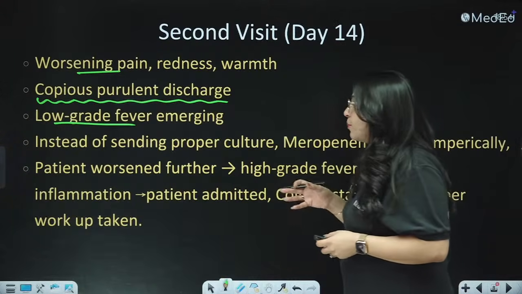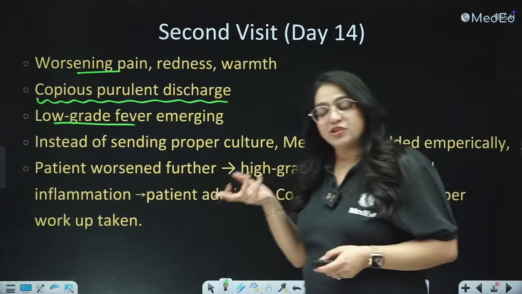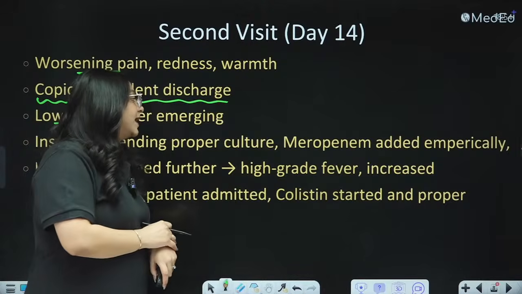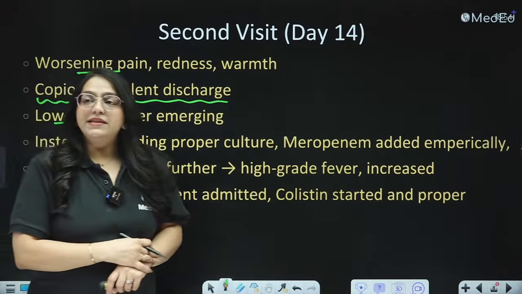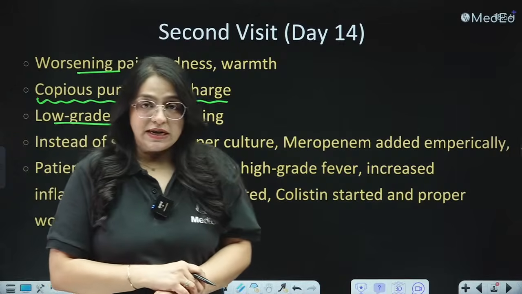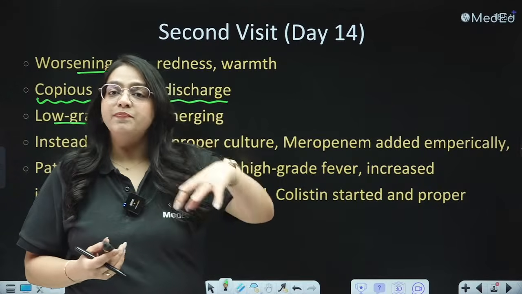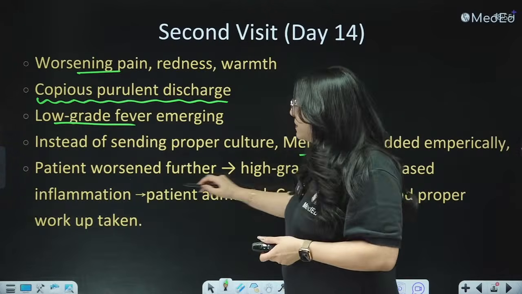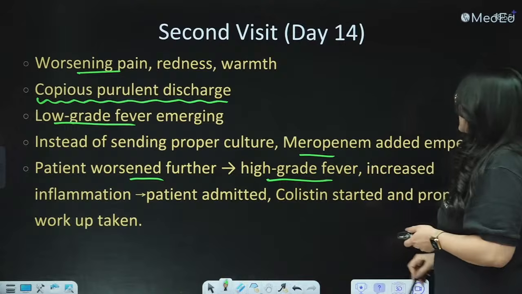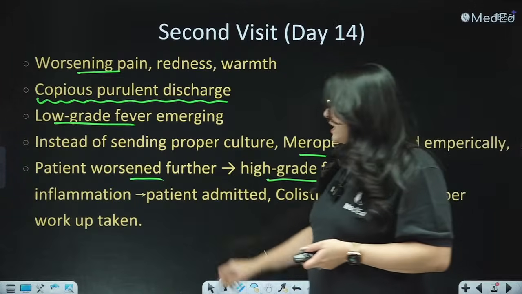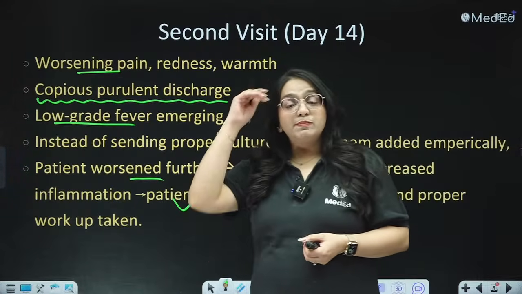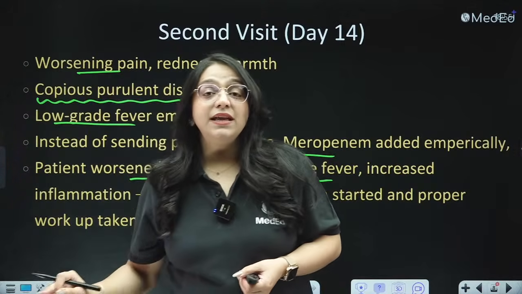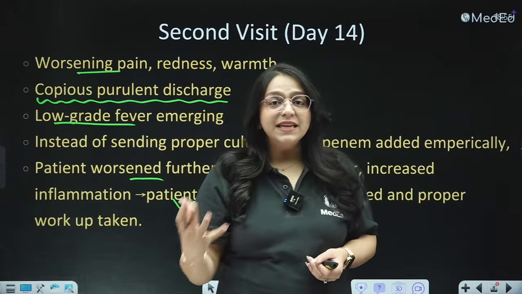Now, instead of sending a proper culture, what is a proper culture? We will find out, because the surgeon probably got demoralized, thinking that nothing ever comes out of the lab report. Then the surgeon thought that, okay, it's very important for me to control the infection of the patient right now. So he decided to give a high-end antibiotic. So meropenem, which is a carbapenem, was added empirically. Still the patient worsened further. High-grade fever has now commenced and there is increased inflammation. Now the patient had to be admitted, because despite giving very, very high-end antibiotics, the wound is not healing. The amount of pus discharging is increasing.